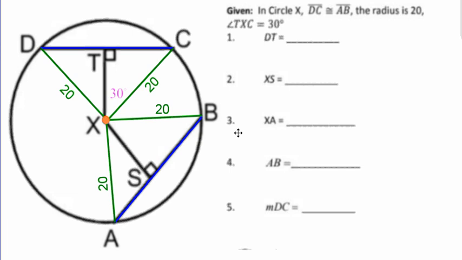So let's see what some things are that they want us to look for. We want to know segment DT. So we're looking for this piece of the chord DC. Let me highlight that piece again here.